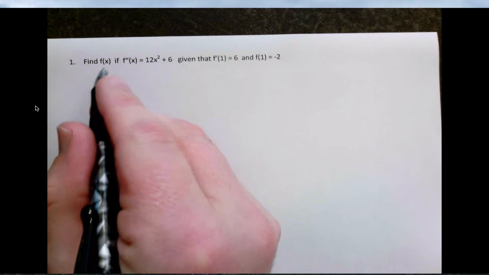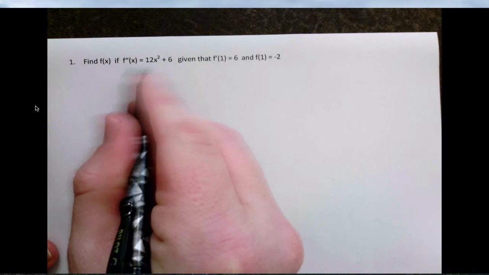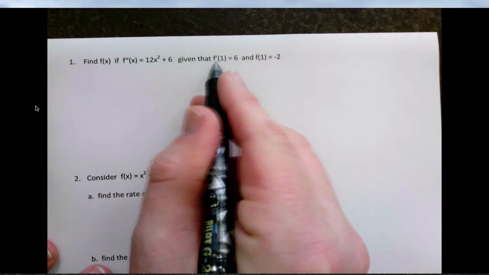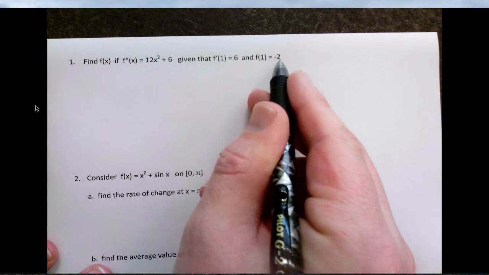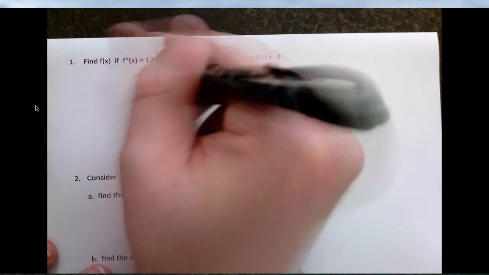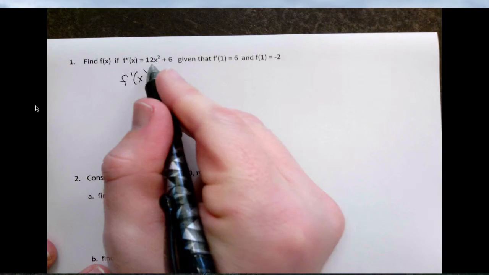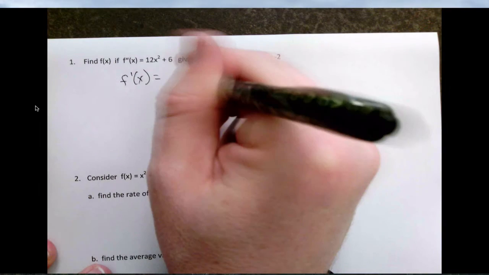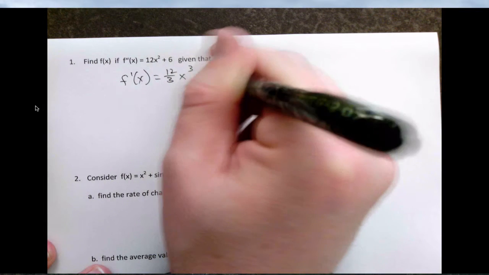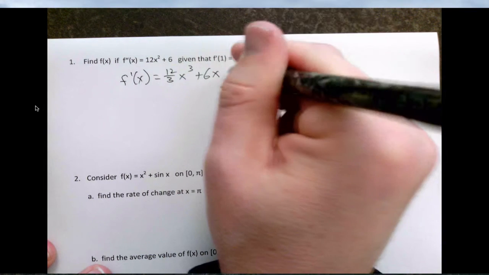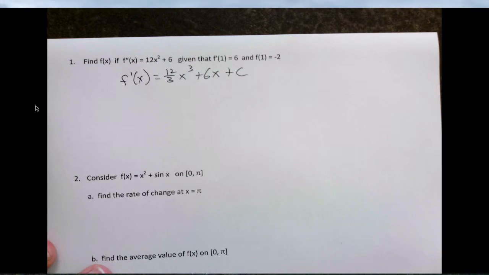This one right here. So find f, given that f double prime equals this, and we know the first derivative at 1 equals 6, and the original at 1 equals -2. So we're going to work backwards. We're going to go to f prime of x first by doing the antiderivative. So 12 divided by 3 is 4, and 6 gets an x plus some unknown c.